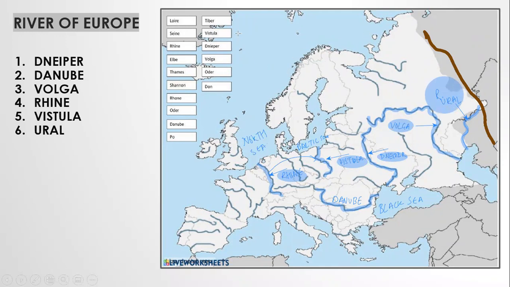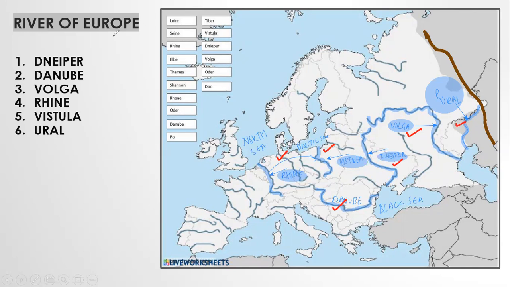Okay, so let us quickly check. In red color, the Dnieper River is here, falls into Black Sea. Danube also falls into Black Sea. Then Volga, the largest river, falls into Caspian Sea. Then Rhine is the middle river which falls into North Sea. Vishla is the river which falls into Baltic Sea, and Ural River falls into Caspian Sea.